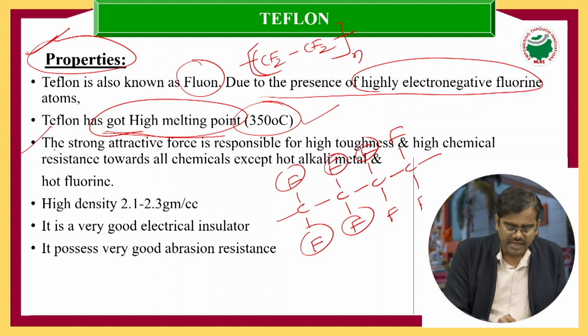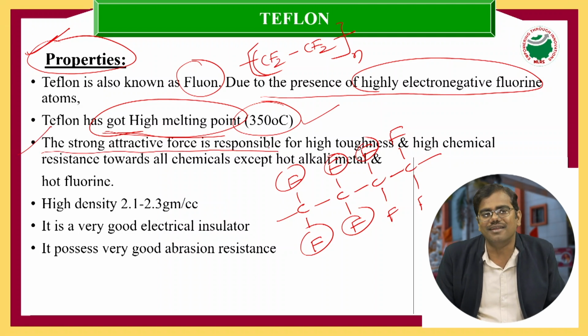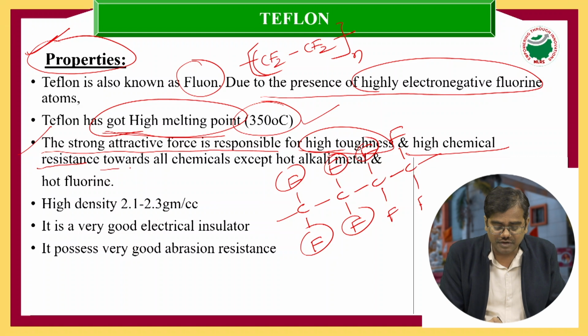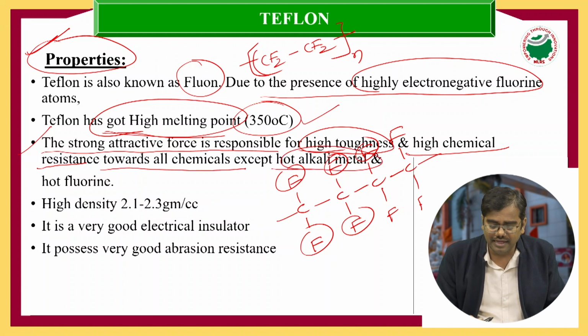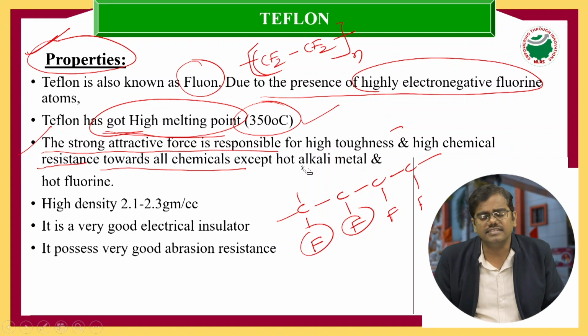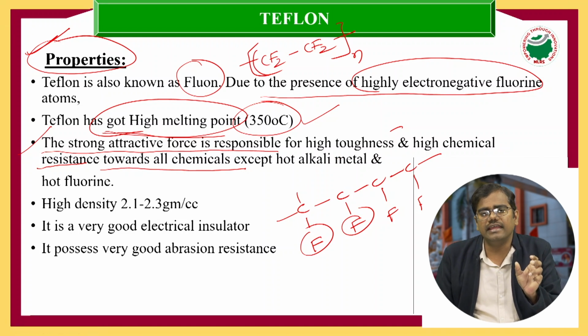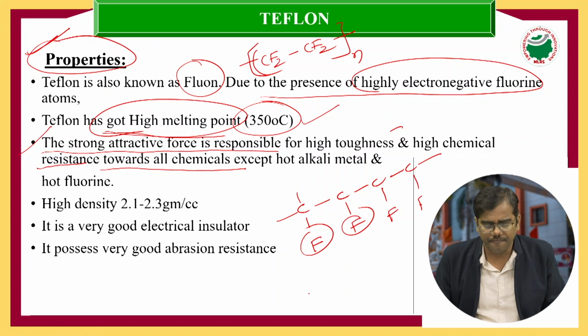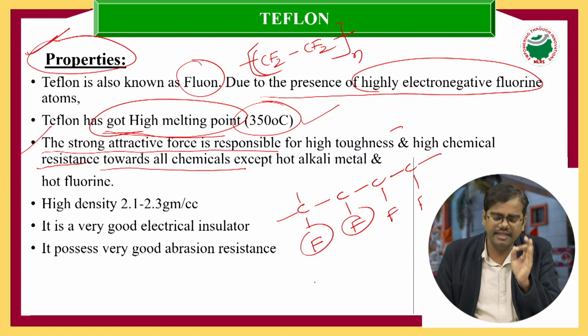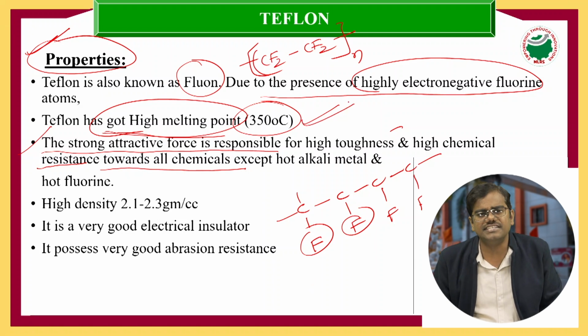Third point: due to the presence of fluorine, the highly electronegative atom, strong attractive forces are present, which are responsible for high toughness. It is very strong, and there is high chemical resistance towards all chemicals except alkali metals. That is, due to the presence of highly electronegative atoms in Teflon, it has a high melting point of 350 degrees centigrade.